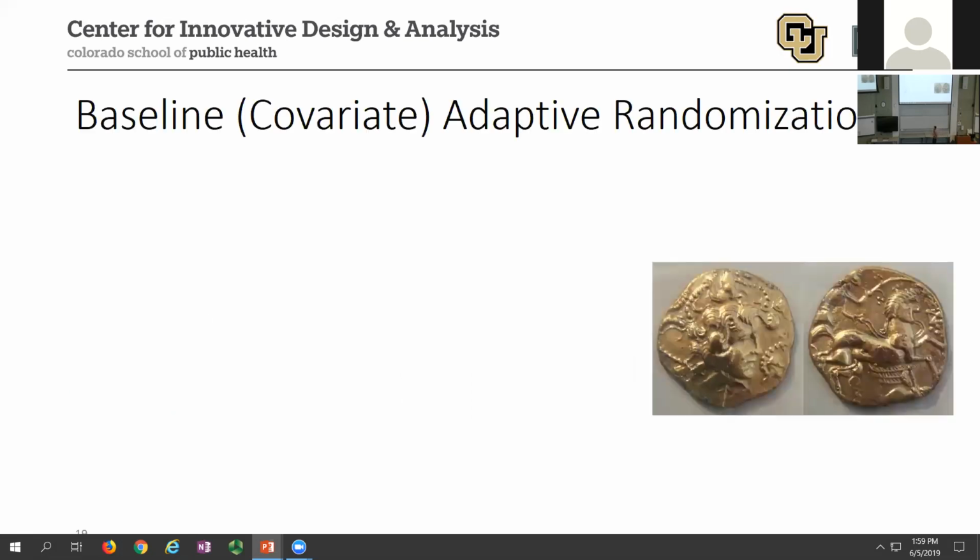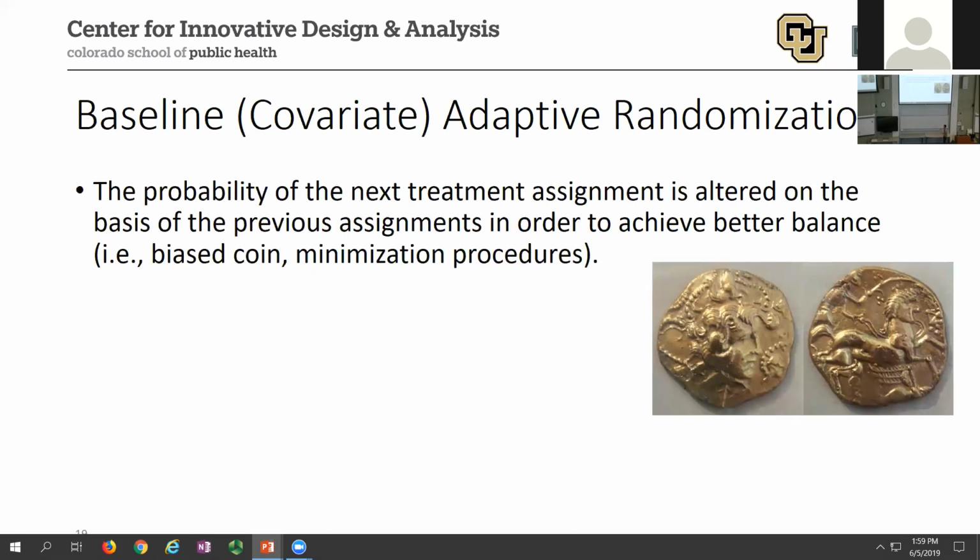So the first type of adaptive randomization we're going to discuss is this idea of baseline or covariate adaptive randomization. This is a randomization approach that adaptively places people based on their baseline characteristics in the trial when they come to enroll. In this case, the probability of your treatment assignment is actually altered on the basis of who's already in the trial and their characteristics of interest. There are some different names or approaches people have for these, such as biased coin randomization or minimization procedures for baseline adaptive randomization.